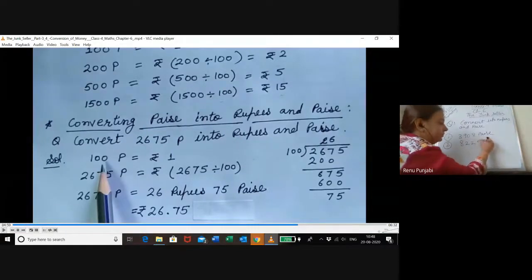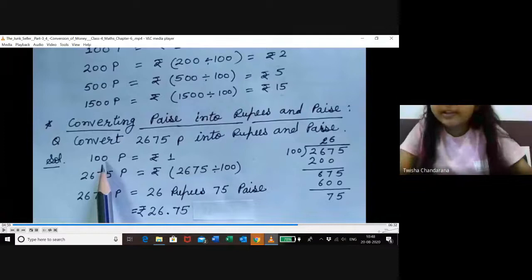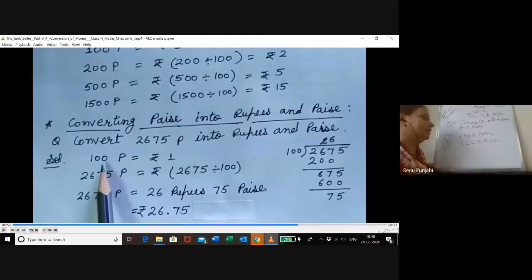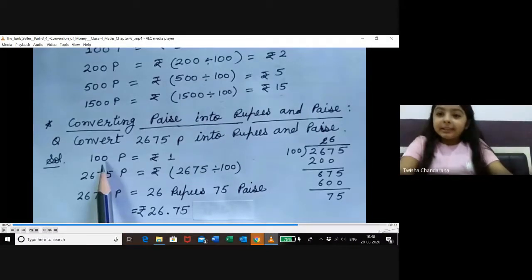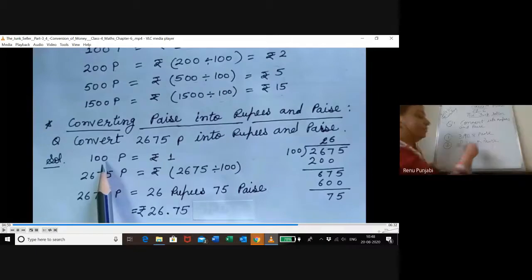8,225 paise. Ma'am, this which you are writing on board, we have to convert rupees into paisa, paisa into rupees and paisa, both. Some part will go in rupees and some will go in paisa, no? Yes or no?